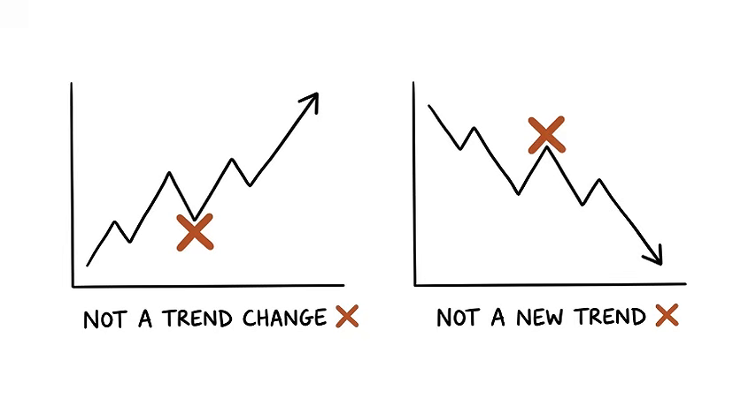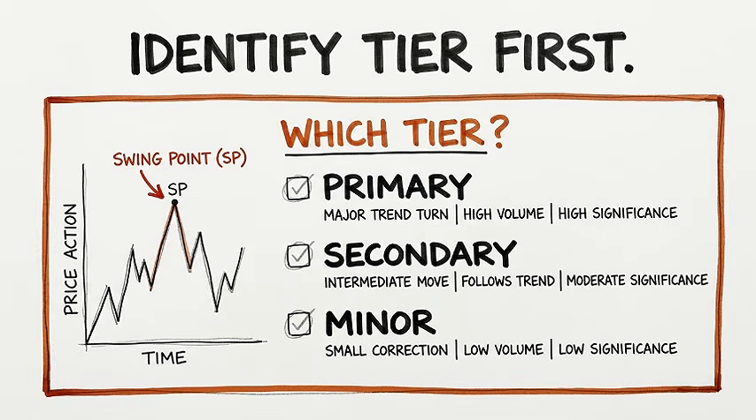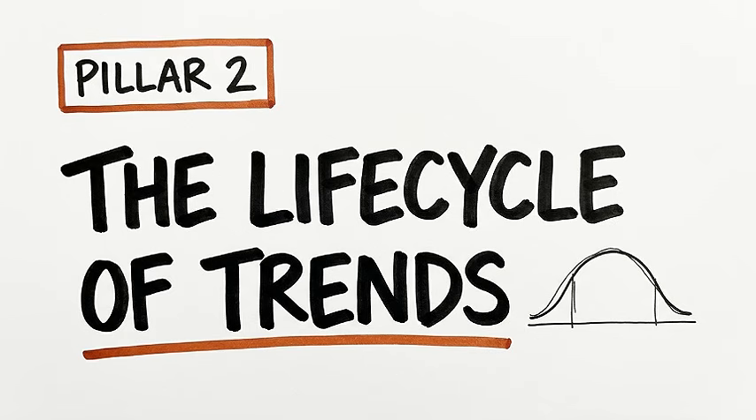Not every dip is a trend change. Not every bounce is a new trend beginning. The rule is always identify which tier of structure the swing point belongs to before you make any decision based on it. Pillar 2. The life cycle of every trend, and how knowing your location changes everything.